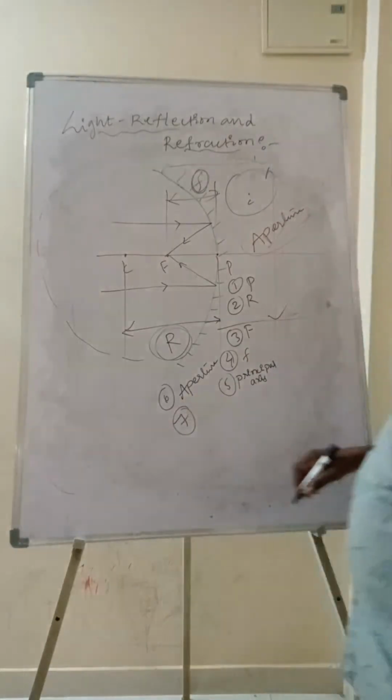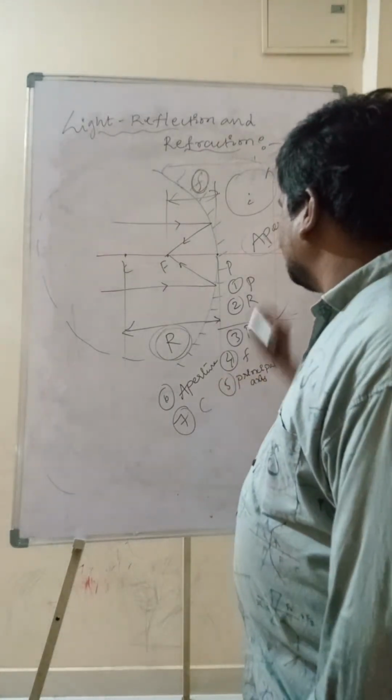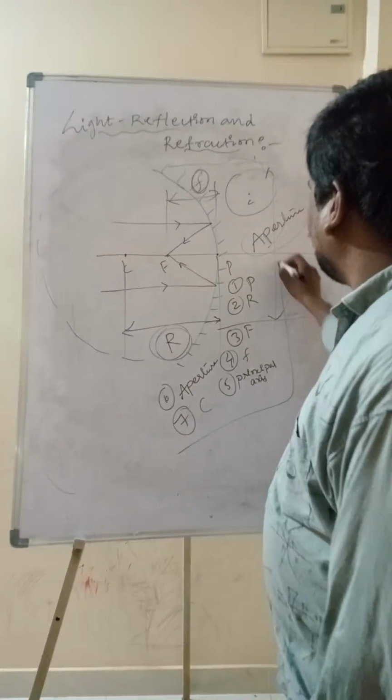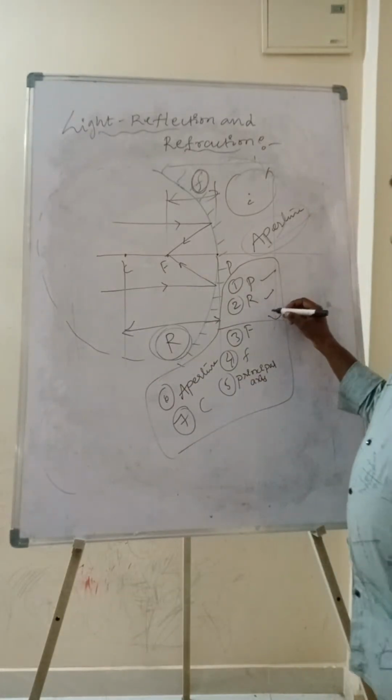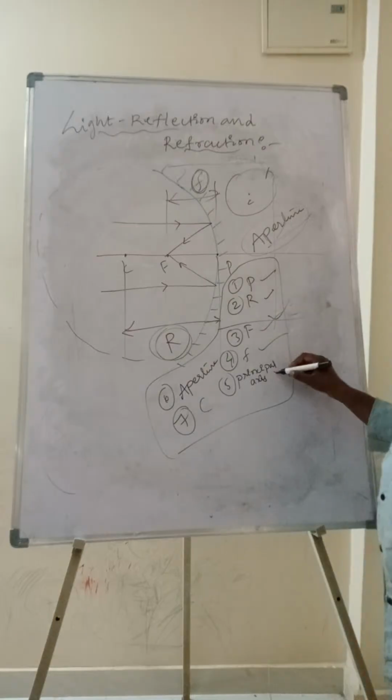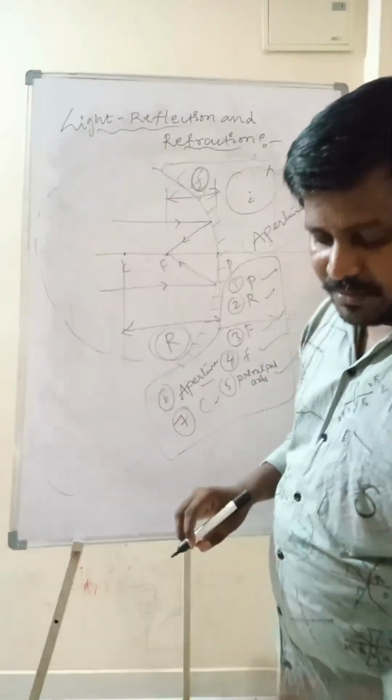Any other points? The center of curvature is missed. So these are the seven parts. Once again: pole, radius of curvature, principal focus, focal length, principal axis, aperture and center of curvature. These are the points.